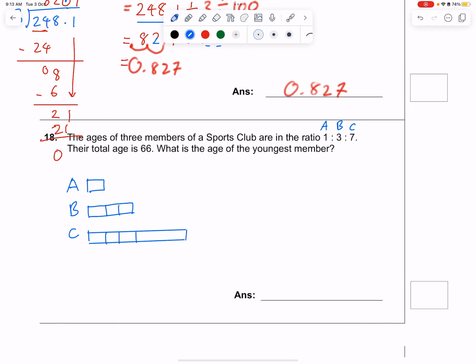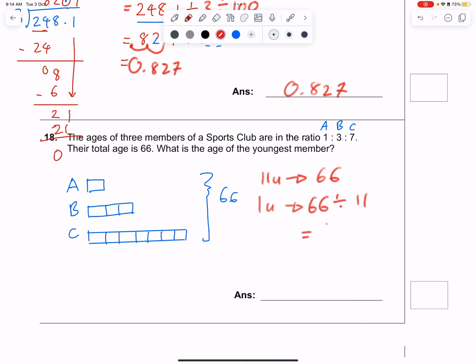So if we were to draw our model, this is what it would mean. Okay? So remember, when it comes to model, you always want to find what is 1 unit. So in total, there is 1, 2, 3, 4, 5, 6, 7, 8, 9, 10, 11. So 11 units would be 66. 1 unit would be 66 divided by 11. So your answer would be 6.